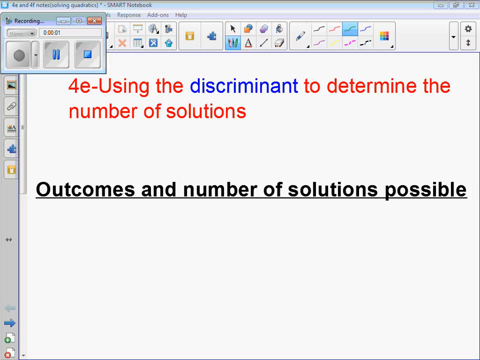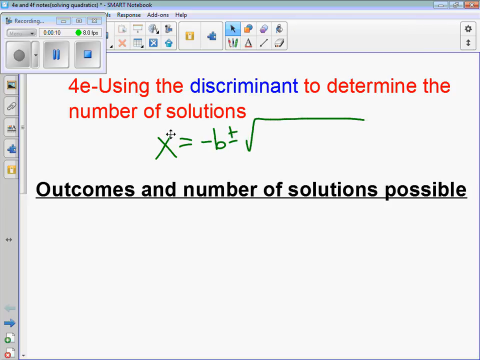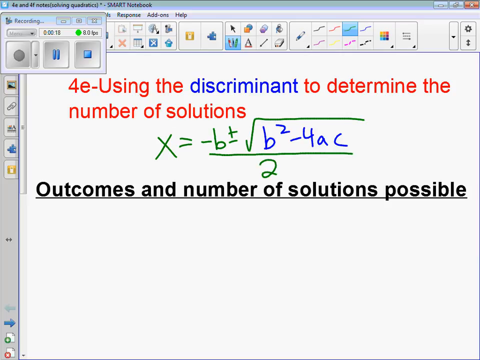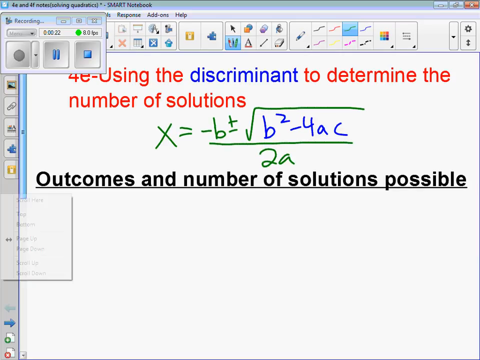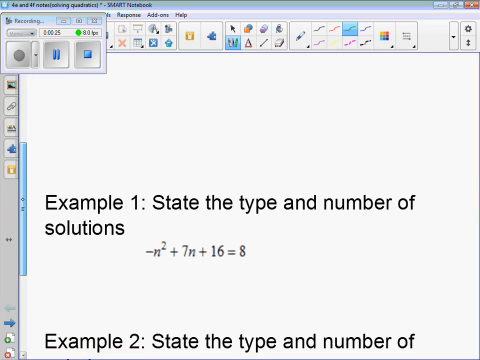4e is using the discriminant to determine the number of solutions. So you find the discriminant in the quadratic formula. The discriminant is b squared minus 4 times a times c, and this can be used to find the number of outcomes and what type of solutions they are.